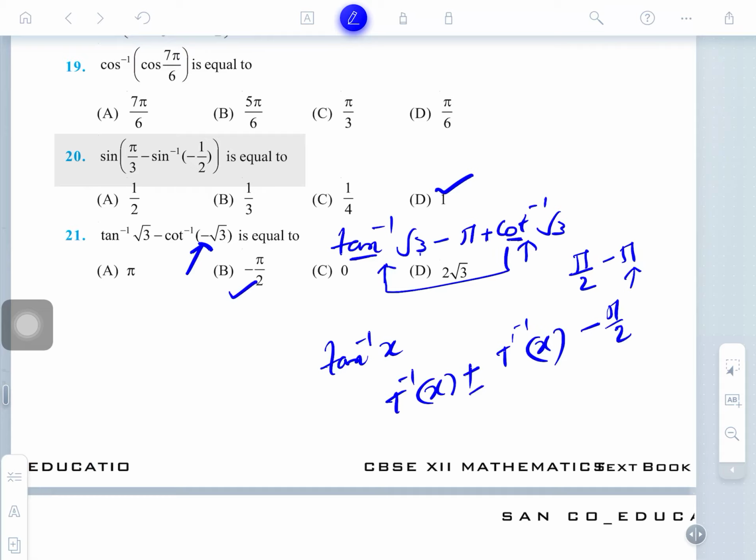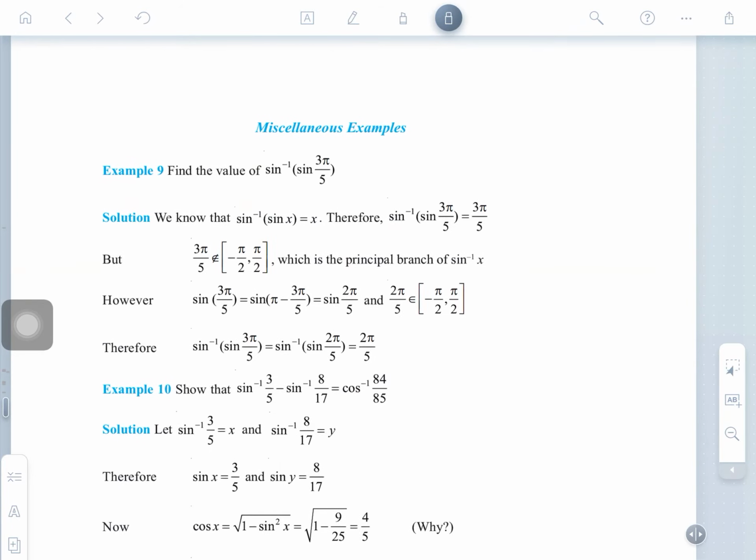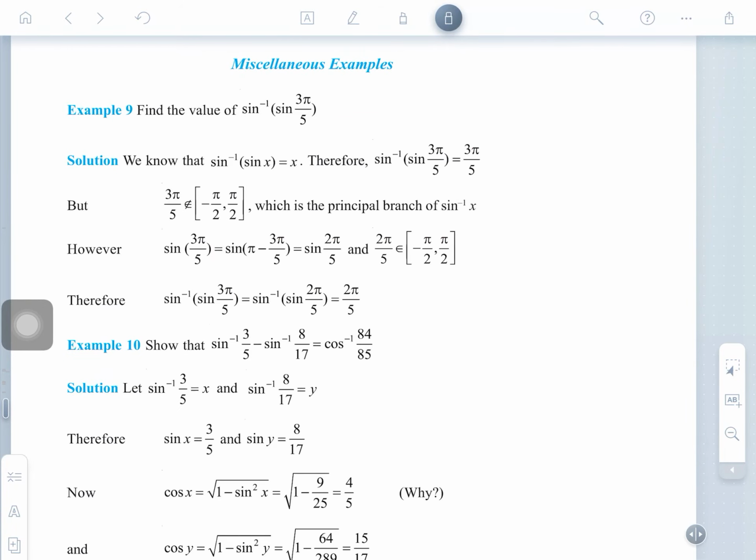You have seen this identity from the back of the book, but you just have to remember what will come here. So the main task is to learn the identities of the chapter. These two questions the students asked me are very easy, just some expressions. Now we are proceeding with our study toward the miscellaneous questions.